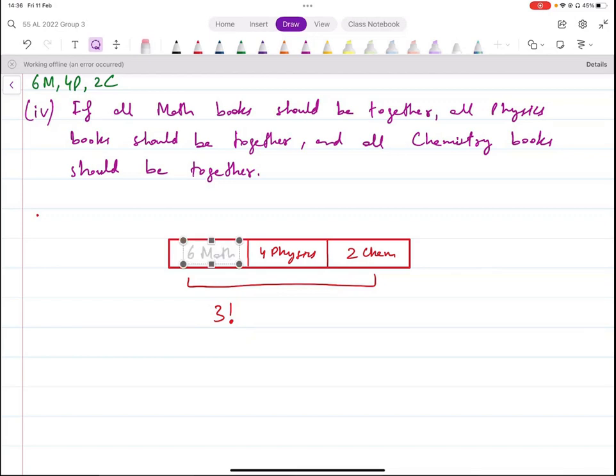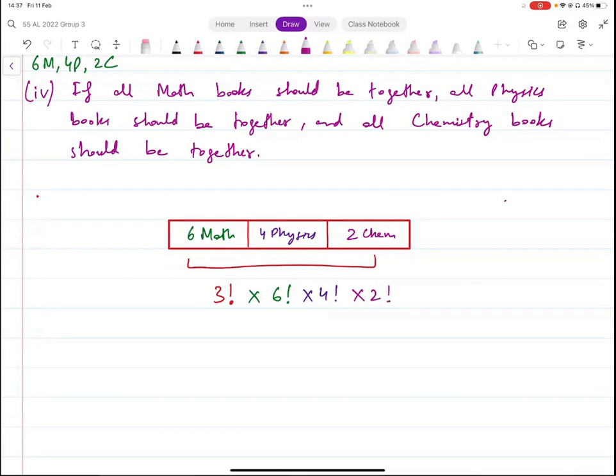But then we have to look at what happens to the books that are inside each of those boxes. For example, you've got some math books here, we have some physics books, and we also have some chemistry books. So now we need to see how we are going to arrange these books. Okay. So how many ways will there be to arrange the math books? We have 6 factorial ways for that. What about the physics books? For physics books, we've got 4 factorial ways. For the chemistry books, we've got 2 factorial ways. And we multiply all of them, and that's going to give us our result.